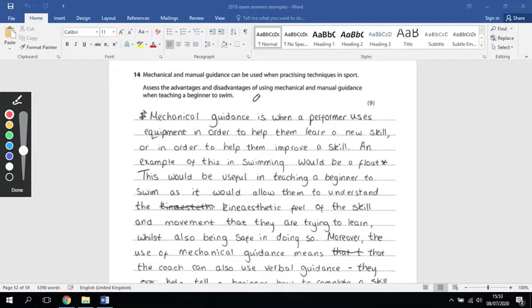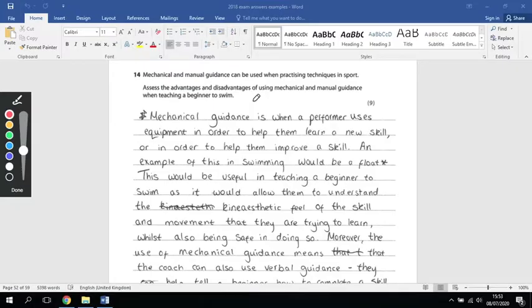Now, as we look at this particular exam response, this is a very good response. It got 9 out of 9. It was a level 3. The reason being is because the candidate has structured it very well and discussed each method of guidance in turn using clear paragraphs. So it's structured very, very well.